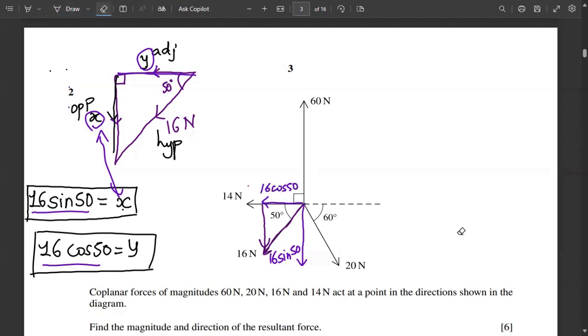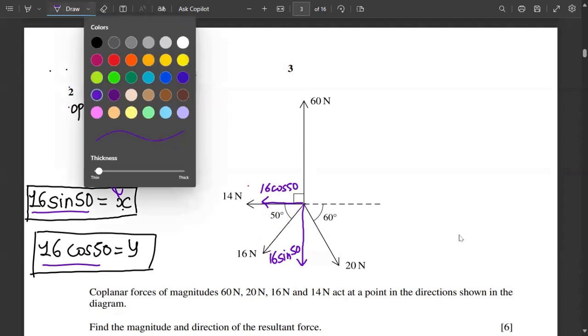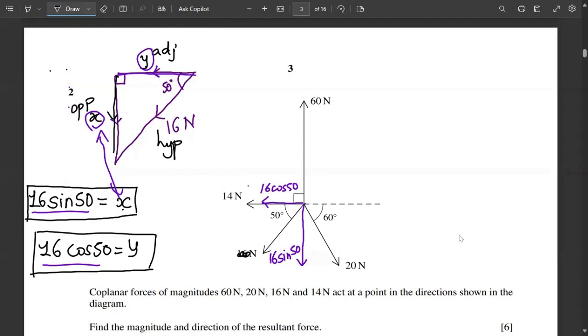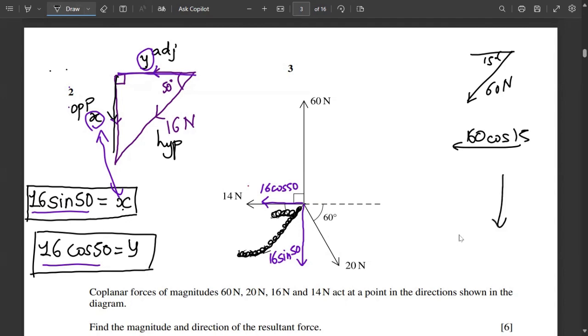Now let me erase everything else. So now what do I mean by resolving forces? By resolving forces, I can cancel this out now because I have resolved it. So what that means is if one force of 16 Newton acts at a 15-degree angle right here, that is equivalent to one force acting to the left, 16 cos, and one force, 16 sin, acting downwards.